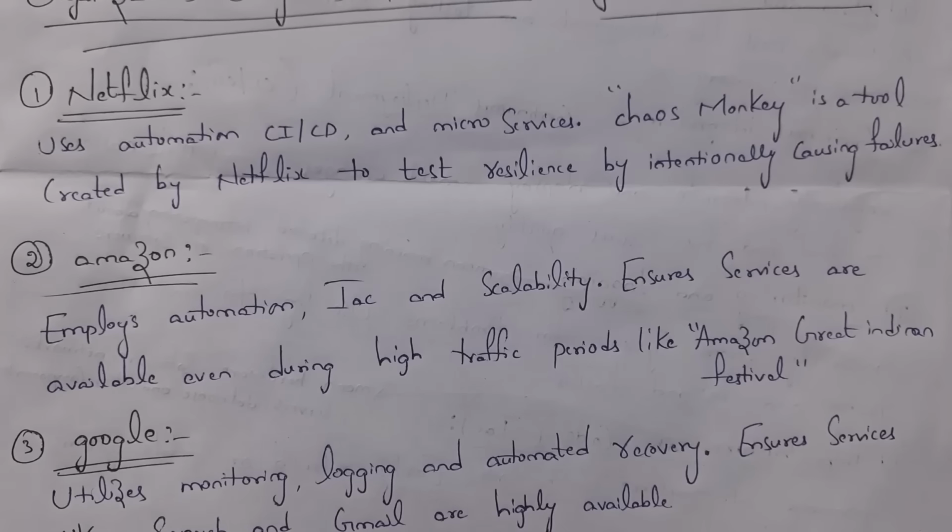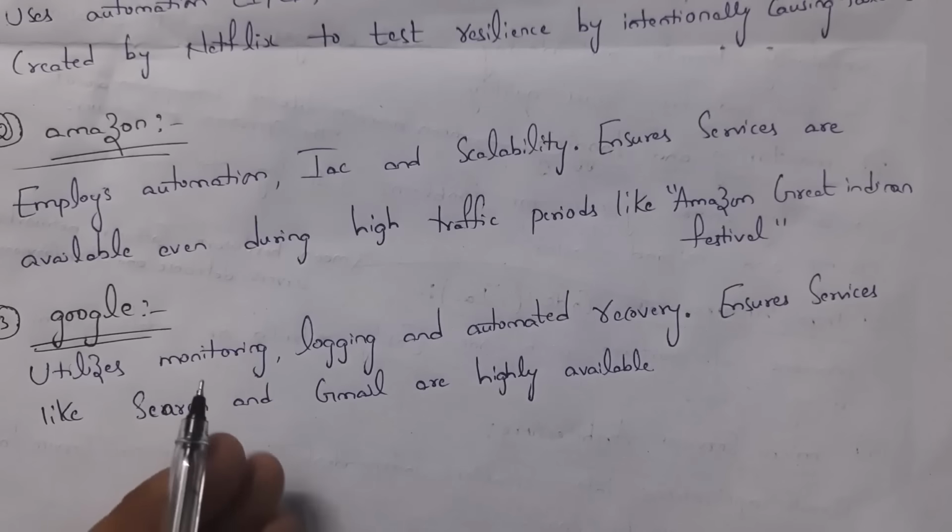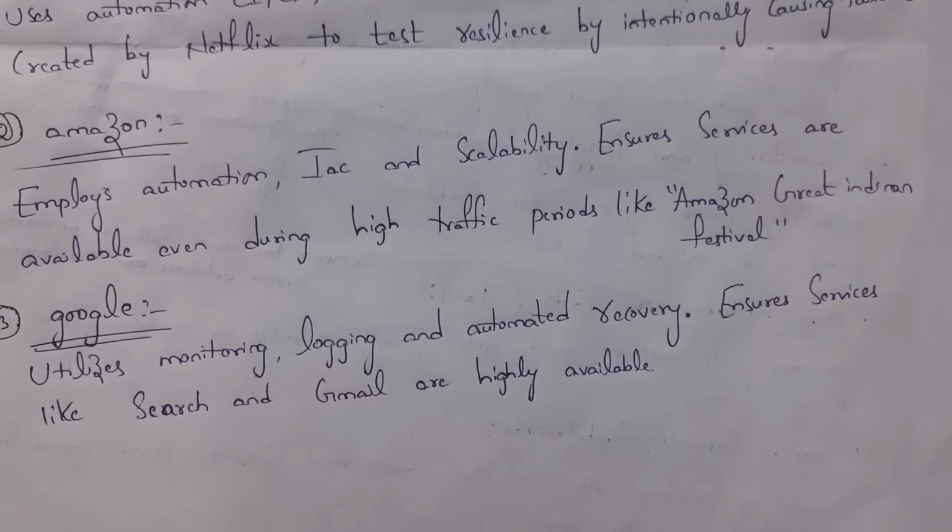And third one is Google. Google utilizes monitoring, logging, as well as automated recovery. So that is why Google services like Google Search as well as Gmail are highly available. These are three companies using DevOps for building resilient architecture.